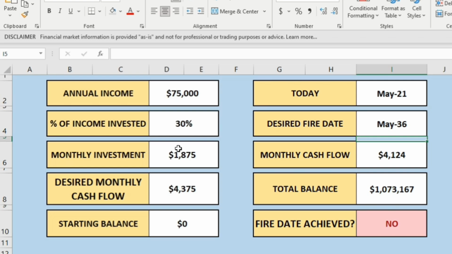15 years, investing $1,875 a month, we'd have a portfolio exceeding $1 million as the total balance, and our monthly cash flow would be $4,124. In fact, if we just move this to June of 2036, I bet you we'd have our result here. Oh, not quite. Let's go to December of 2036, and there we go. We are exceeding our number here. So just essentially 15 years later, we've got financial independence.